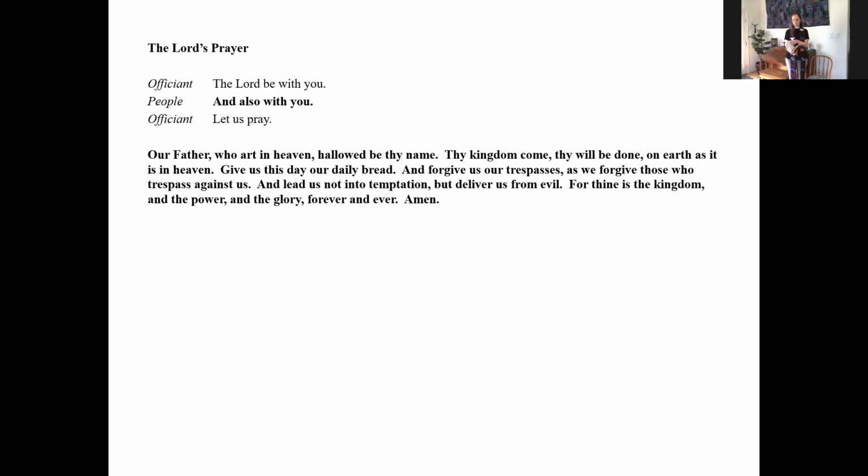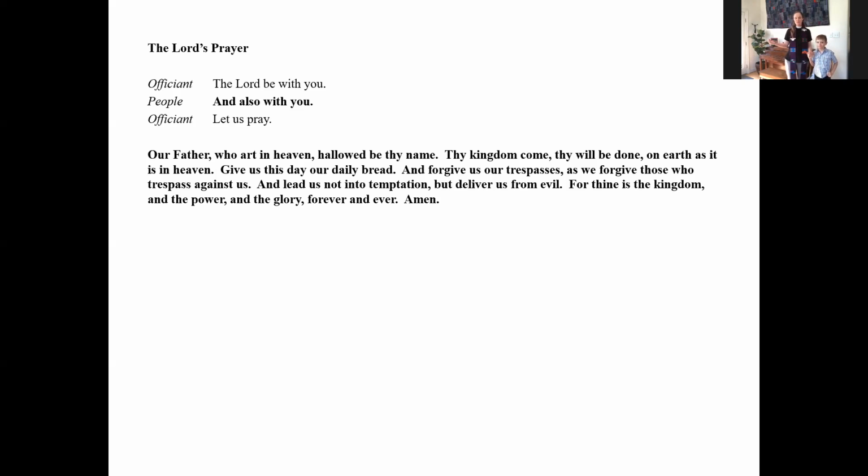The Lord be with you. Let us pray. So we pray the Lord's Prayer. Oftentimes at our 10 o'clock service, we pray it holding hands. Lucas, do you want to hold my hand for this? Izzy, you want to come hold my hand? It's all right.